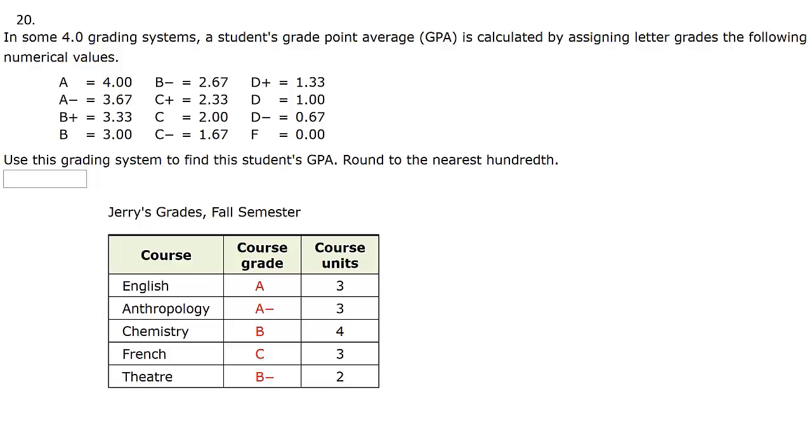You have to get rid of those letter grades and change them to their numerical values. And this is a weighted average because all the courses don't count the same number of credit hours. If every course counted the same credit hours, you could just average the numerical values and be done with it. But anytime one value is weighted differently than another value, you have to use the weighted average technique.